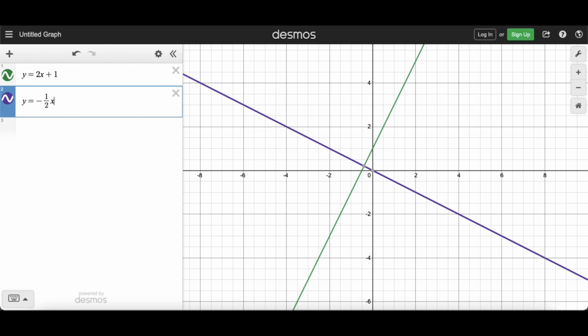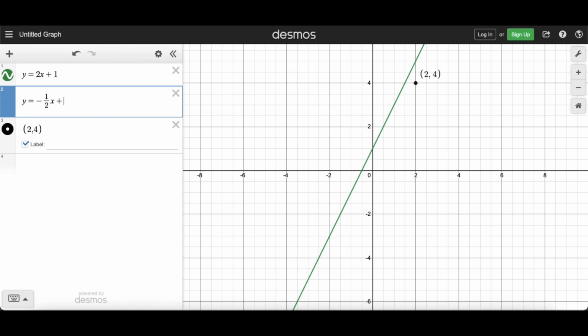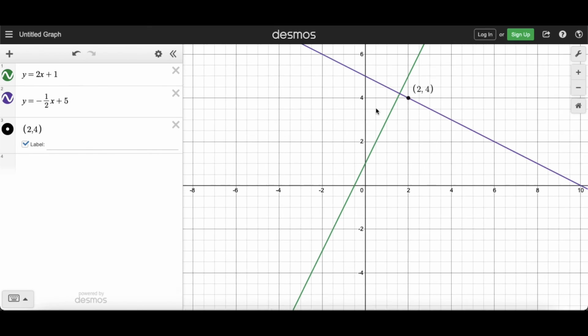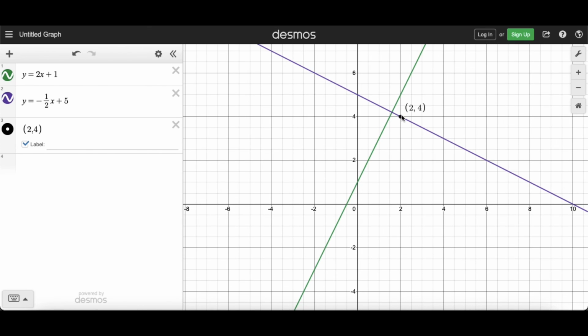Now I wanted to pass through the point 2, 4, just like the question before. Our answer was y = -(1/2)x + 5. As you can see here, by substituting the x and y values from the graph, we were able to confirm that the line passes through the point 2, 4 while staying perpendicular to the original equation y = 2x + 1.